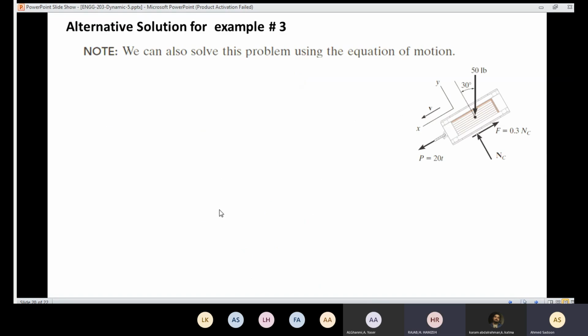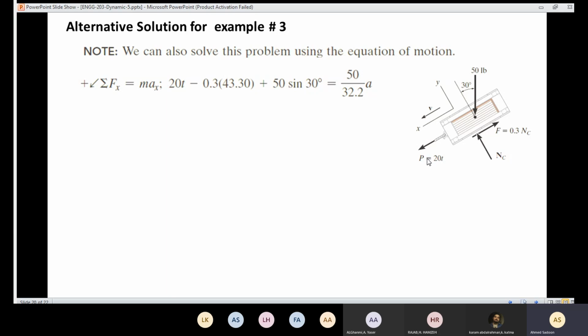So also, before we finish, we need to know that this example could be solved by the equation of motion. We need to draw the free body diagram, which is here. Then we are going to say that the forces in the X axis are equal to MA, which is the inertial force. So here I'm going to get all the forces in the X axis.